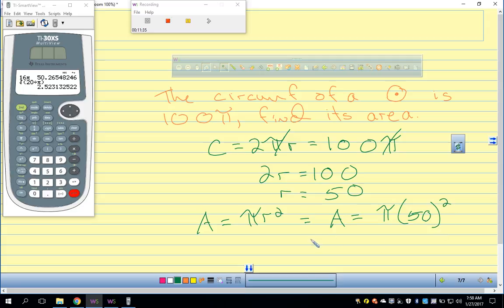What's 50 squared? 2500, right? So you get 2500 pi, whatever the units are, okay? Inches, meter squared, centimeter squared, whatever the units are. If they ask you to round to the nearest tenth, you'd multiply by pi. Any questions on that?